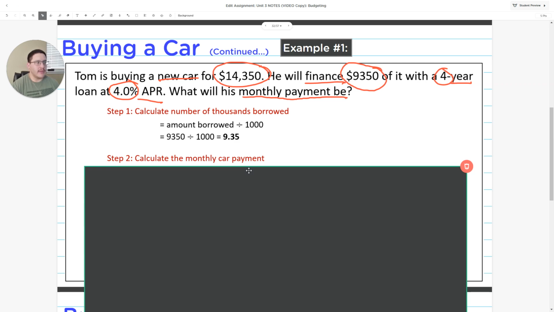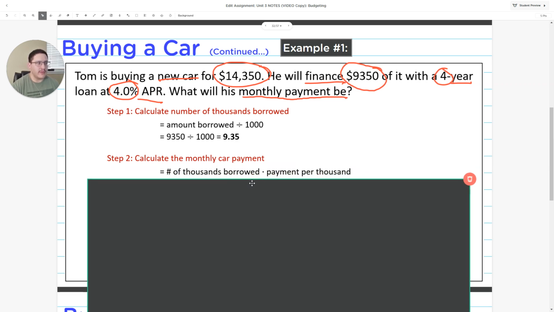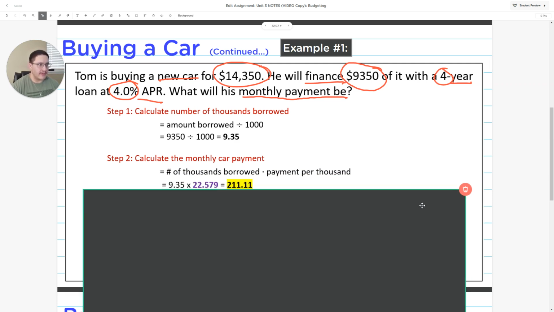Now we're going to calculate the monthly car payment, which is going to be the number of thousands borrowed times the payment per 1,000.